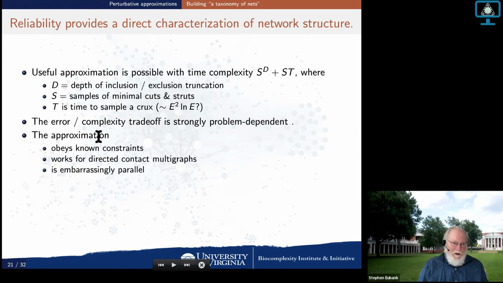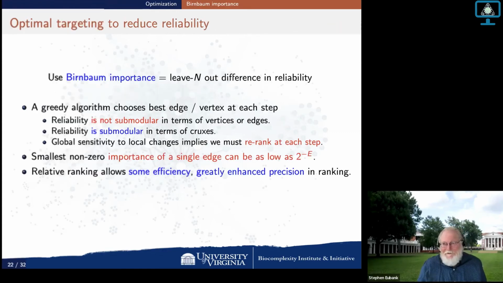However, the approximation does obey the known constraints. It works for fairly general systems. They can be directed, they can be multigraphs, and eventually they'll be able to be weighted. And the approximation is embarrassingly parallel. So you're just doing Monte Carlo stuff at some point. However, it's not what I said I was going to talk about. I said I was going to talk about optimal targeting. But now at least I have the function that I'm trying to optimize.